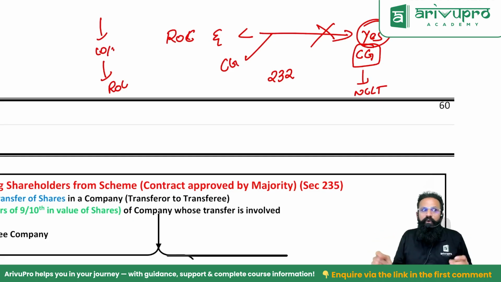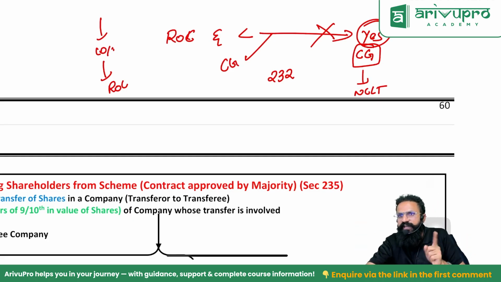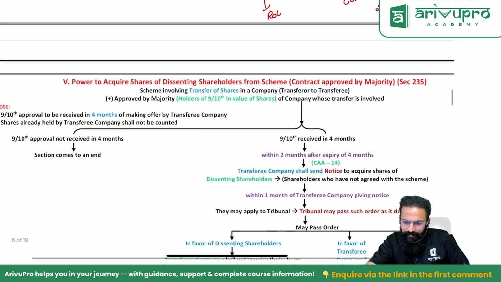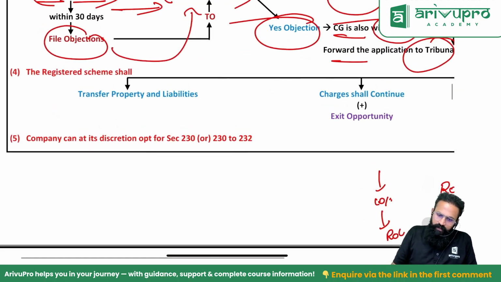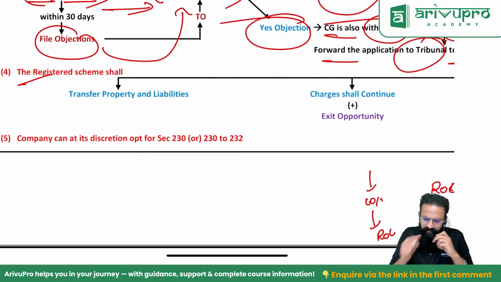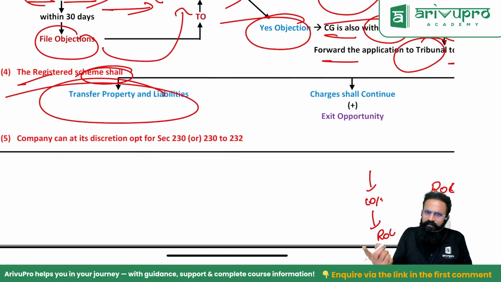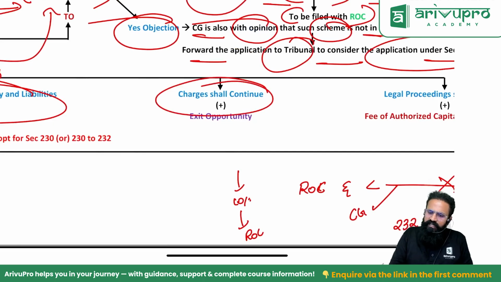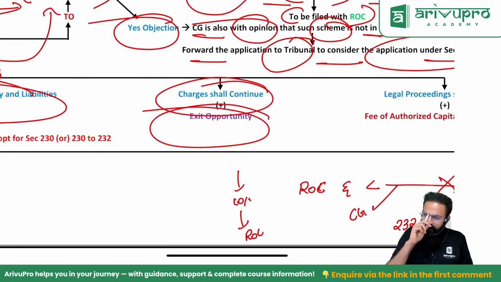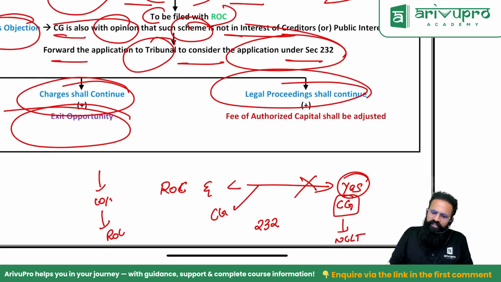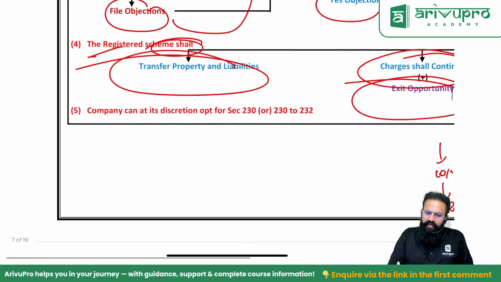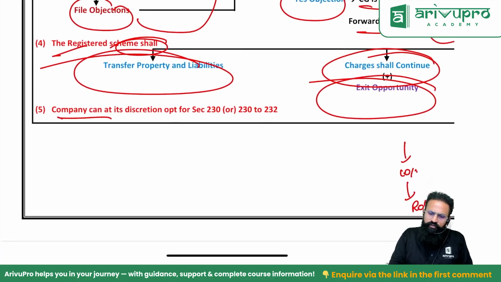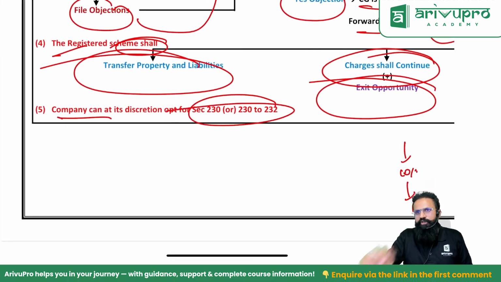Clear? Section 233, any doubt? Okay, see the last part. The registered scheme shall transfer property and liabilities. Charges shall continue. Exit opportunity as it is. Legal proceedings shall continue in the new name. Fee of authorized capital shall be adjusted. Same thing whatever we saw in 232. And remember, the company has its discretion to choose between 230 or 230 to 232. This is 233.